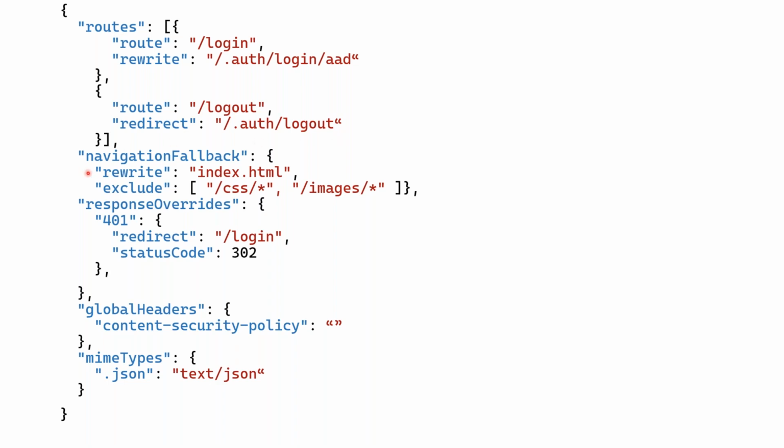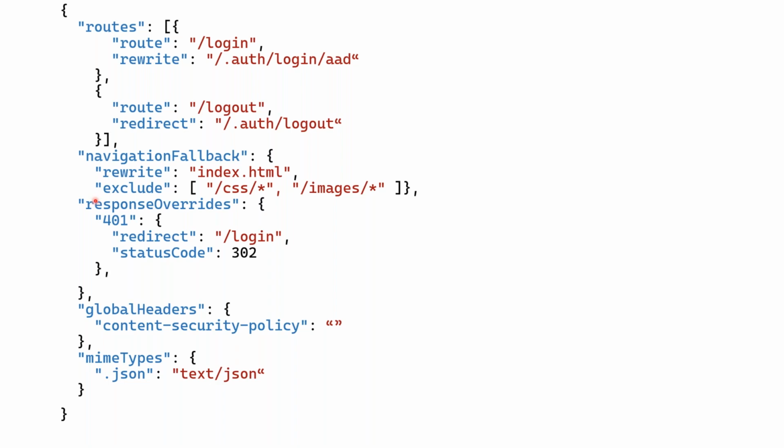Now we see a navigation fallback right here, where everything falls back to index.html. This, of course, is needed if you have a single page application, to enable you to use the routing, for instance, inside of Angular or inside of Blazor WebAssembly, since the routing is handled in the index.html file. And in this case, you exclude everything that's under CSS or images, because you don't want to rewrite the navigation for an image to be index.html, because then none of your images will work.